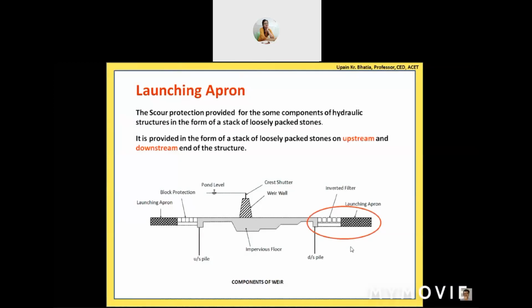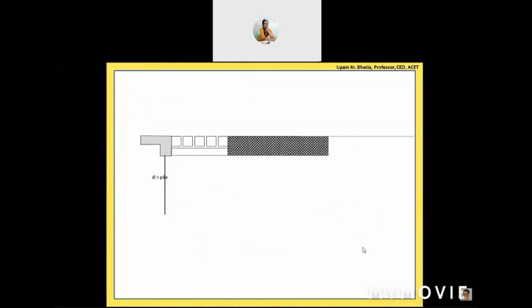If you zoom in on this portion and see it in a bigger view, this is the view of the downstream protection. Similar will be the case with the upstream protection. So how to design this launching apron? See, this is the portion. It is the launching apron as laid. This is how we provide the launching apron. We provide the launching apron in this fashion.